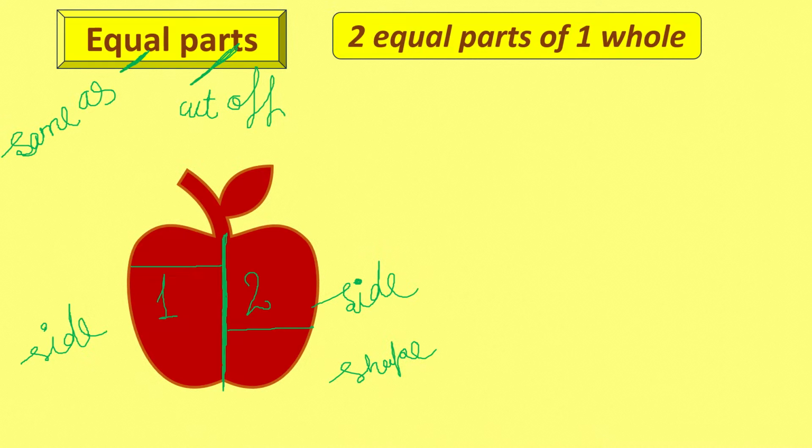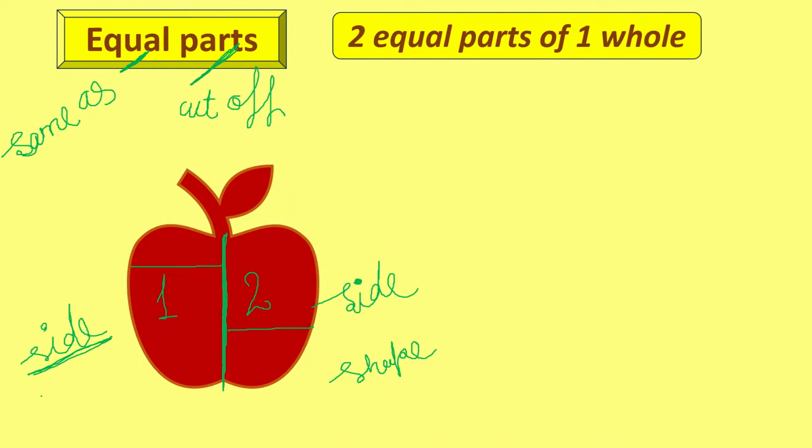So it's the first side. Look here, it's the first side, and another one is the second side. So it's the shape of an apple. That means now we got equal parts. The first part, that side, we know as a part. Because of that, look here.